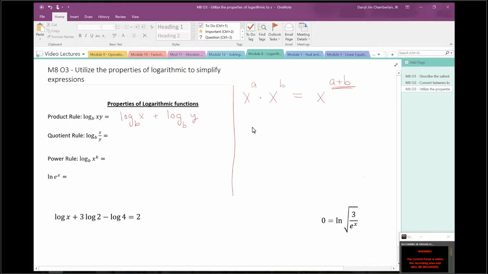All right. So if we know then how to rewrite x to the a divided by x to the b, we would know what this quotient rule is. And for our exponentials, when we're dividing by the same base, we subtract the exponents. And that's exactly what we'll do with log. If we are dividing on the inside, then we can separate this with subtraction.